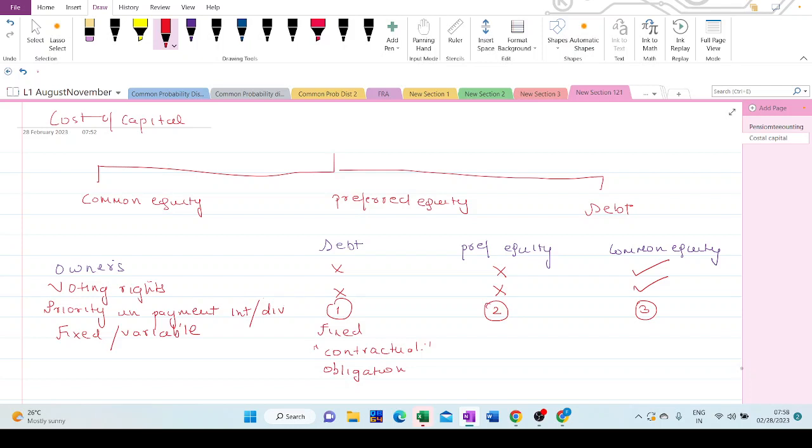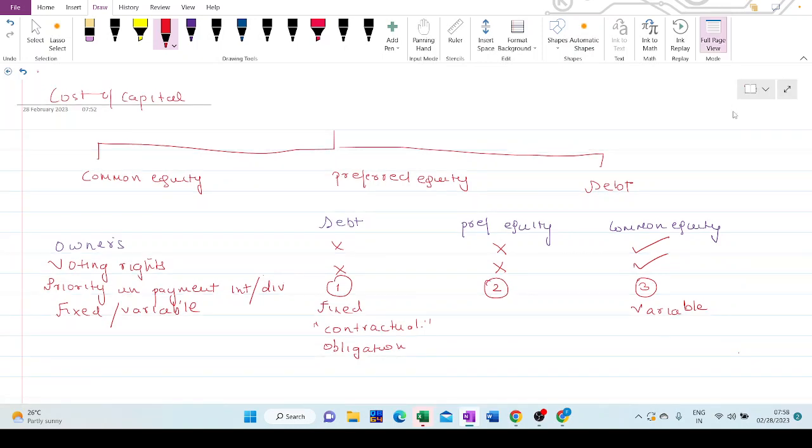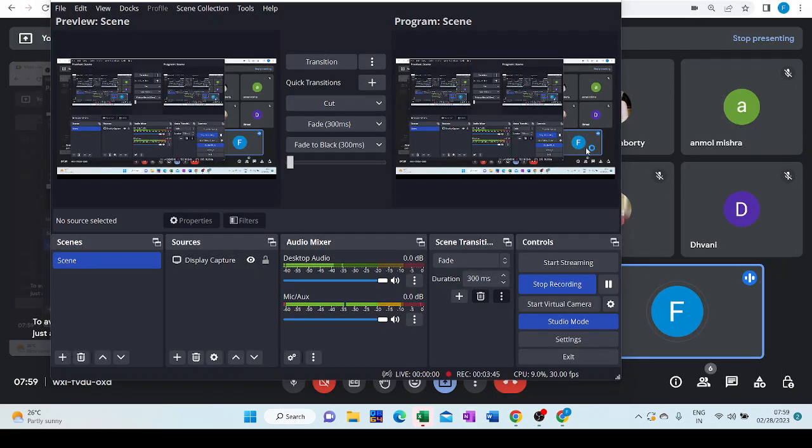Now we know that payment of common dividends is variable. It varies with the earnings of the company, and payment of common dividends depends upon the discretion of the management. And guys, what about pref dividends? Are pref dividends variable or are pref dividends fixed?